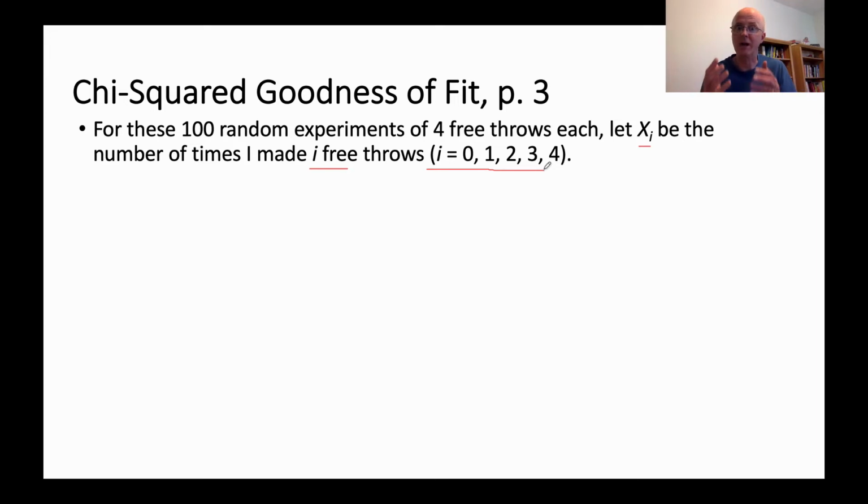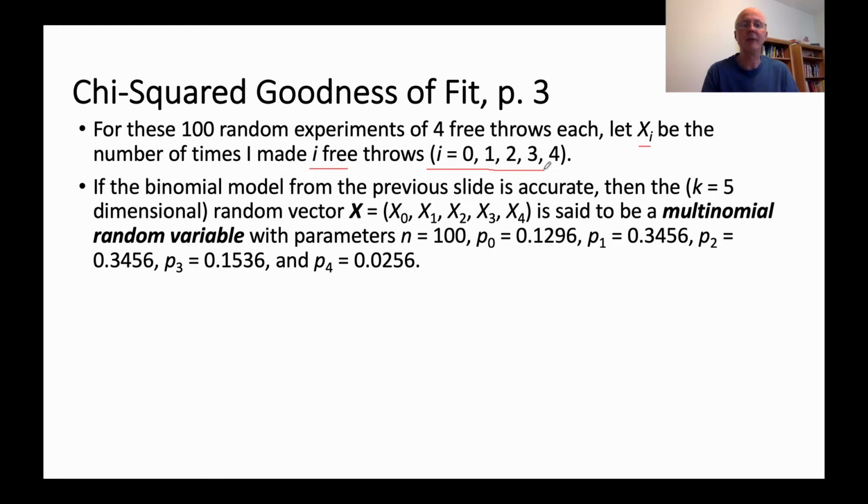Okay, so again, I'm doing this 100 times. These x's, which are going to be x0, x1, x2, x3, and x4, 5 of those, have to have values that add up to 100, because I'm doing this experiment 100 times. If the binomial model from the previous slide is accurate, then the 5-dimensional random vector that I make by putting all these x's together like this has a name. It's said to have a multinomial distribution.